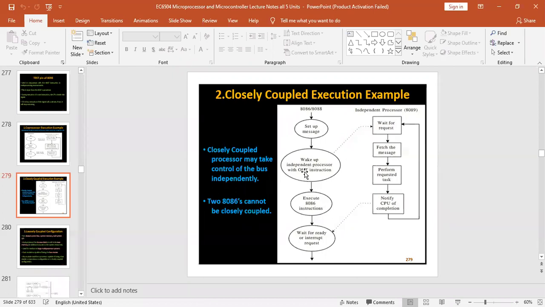so in closely coupled configuration, we use an instruction called the out instruction. In the coprocessor configuration, we use the escape instruction. Here we use the out instruction. Once the out instruction is read by the 8089 processor, control will transfer to it, and the 8089 will execute the instruction. At the end of the instruction, it will send an interrupt. Once the interrupt is read by the microprocessor, it will take control of the instructions. So this process takes place in the coprocessor and closely coupled configurations.